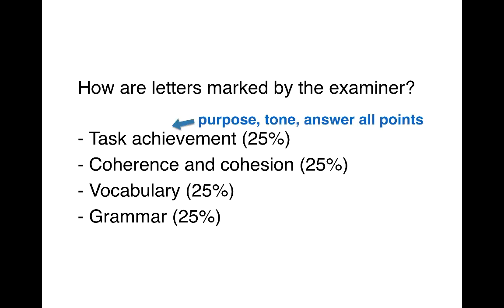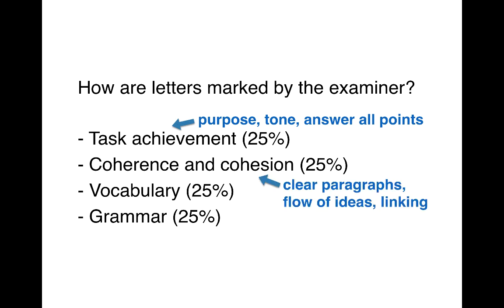Task achievement, it's very important in this part to think about the purpose of your letter, the tone, and answering all the points. This is where you get marks for purpose and tone in your letter, and fulfill the requirements of the task by going through the bullet points and covering everything. Coherence and cohesion, this is about having clear paragraphs, a flow of ideas and some linking, so the letter is easy to read and well structured.